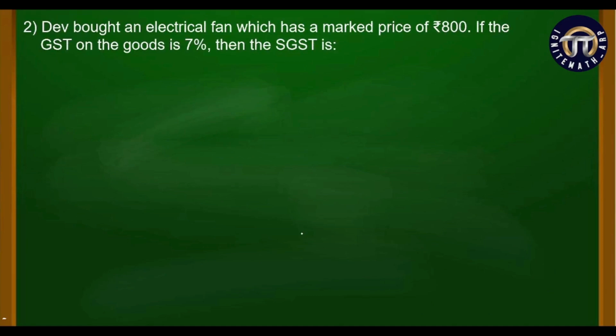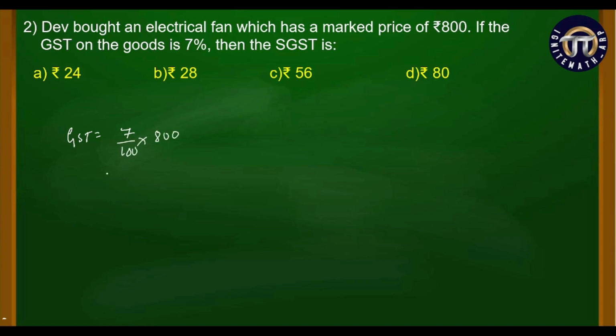They have bought an electrical fan which has a marked price of say 800 rupees. If the GST on the goods is 7%, then the SGST is? Here it is not mentioned whether it is within the state or outside the state. In such cases, we need to take it as an intra-state transaction. Options are also given here. So now you need to understand what the GST paid is. GST paid is equal to 7% of 800 rupees, that is nothing but 56 rupees.